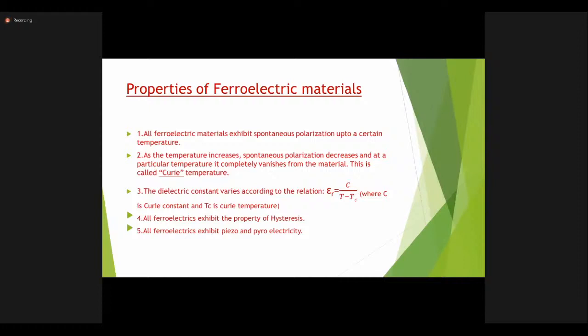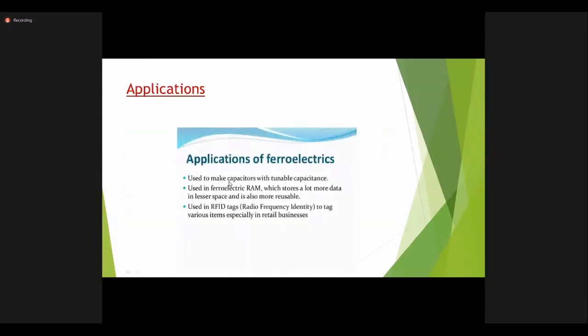Now, the property of hysteresis you know with respect to magnetic materials, not with respect to ferroelectric materials. So I'm not discussing hysteresis of ferroelectric materials. It is there only with magnetic materials, and after 10 minutes I shall discuss that property also. Now, they exhibit the property of piezo and pyroelectricity. Applications. They are used for making capacitors, RAMs, RFID tags, and so on. These are the three applications of ferroelectric material.